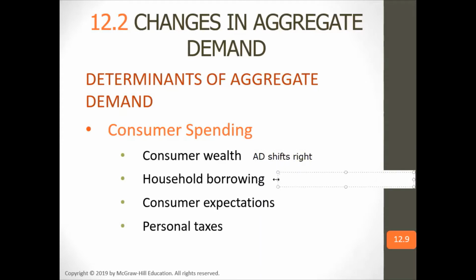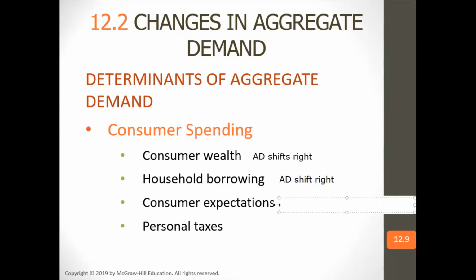And then what about household borrowing? What would happen to aggregate demand if household borrowing goes up? Where would it shift? So it would actually shift right because they'd have more money to spend on products and services. So they'd be borrowing to put it into buying things, so that would help the economy.